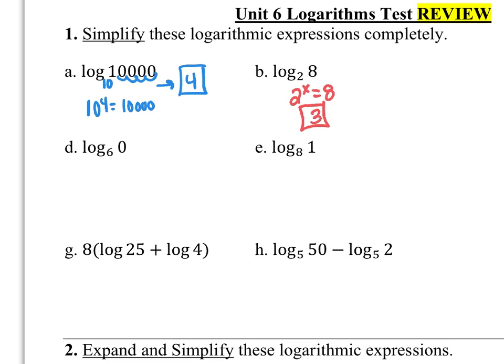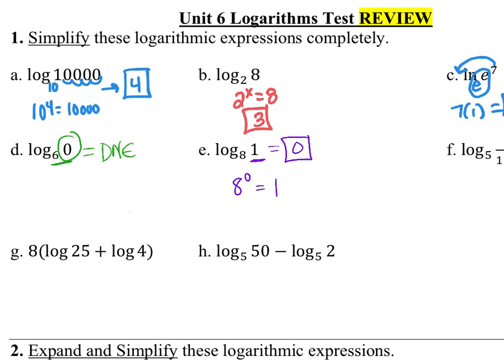Okay, letter D. Any log that has an argument of 0 always simplifies to does not exist. So with logs, the two things we can't have are negative arguments and 0 arguments. If you see an argument that is negative, we say it doesn't exist. If we see an argument that is 0, it doesn't exist. Letter E has an argument of 1, and it always simplifies to 0, because any base to the 0 power will always equal 1.